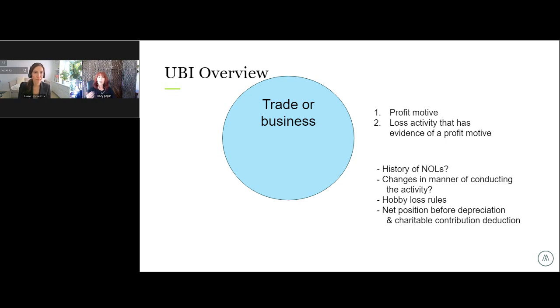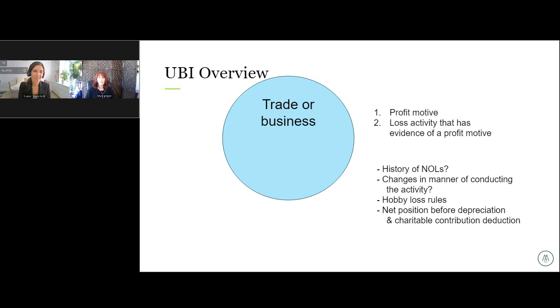If you want more detail, you can look at the hobby loss rules. There's a whole bunch of cases out there that talk about a lot of horse racing and raising of horses and farm activities that people were claiming should be loss allowed activities. And the courts agreed or disagreed based on a number of factors. So you'll want to go look at that case law if you're trying to make the argument.